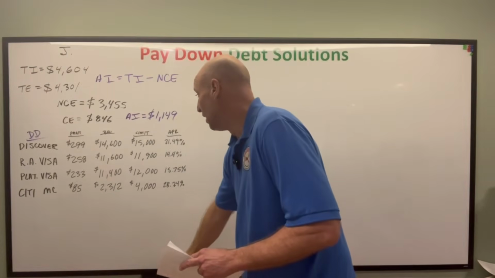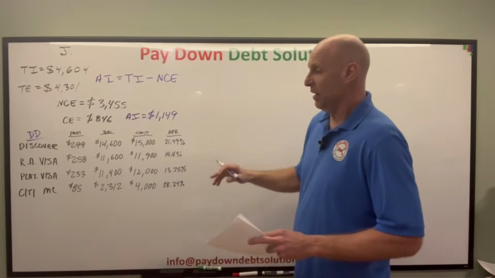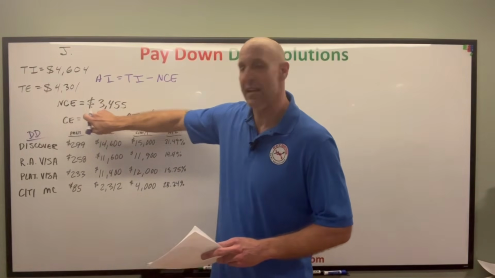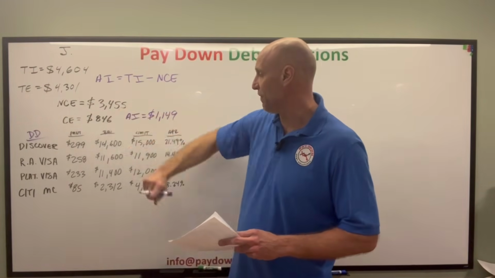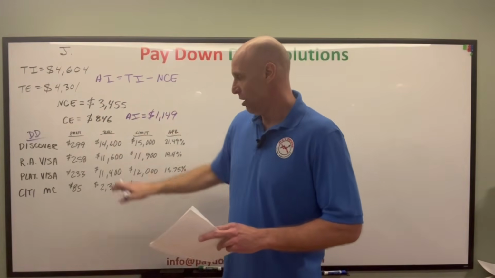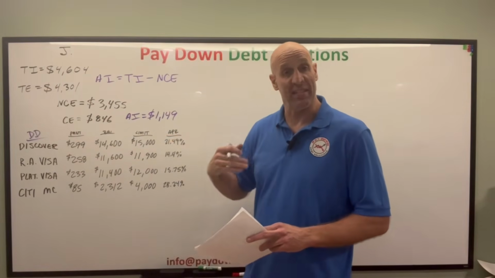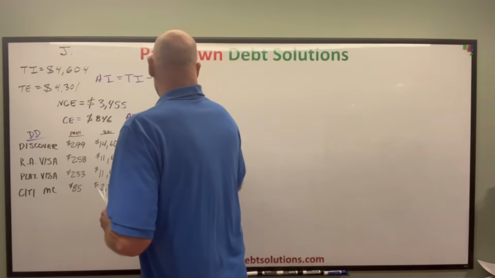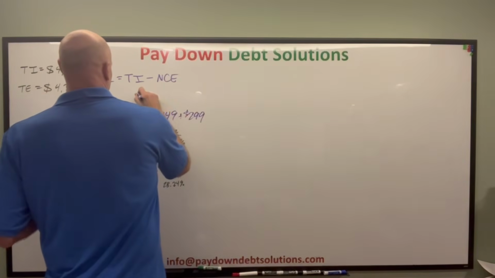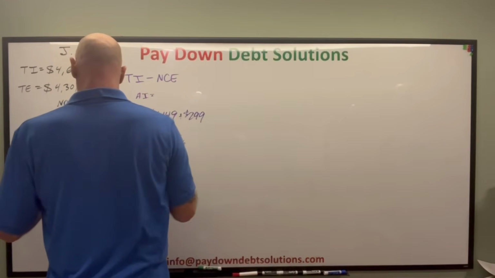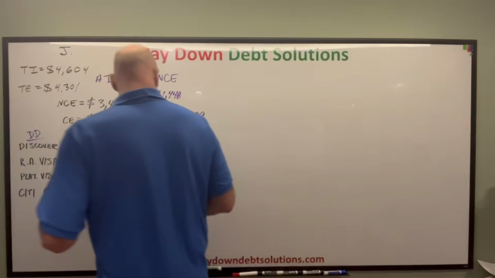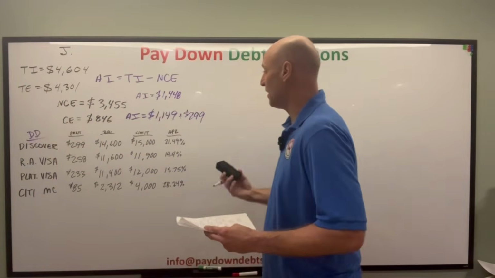So here we have available income, 1,149. That doesn't take into account that these payments right here are included in these non-chargeable expenses, that 3,455. And because available income is the total expenses minus that, when you don't have to make that payment separately, that's when we say add it back in. So you add in that $299. I ran out, I didn't leave myself any space here. So the available income in this example starts at $1,448. Not too bad. Not too bad at all.